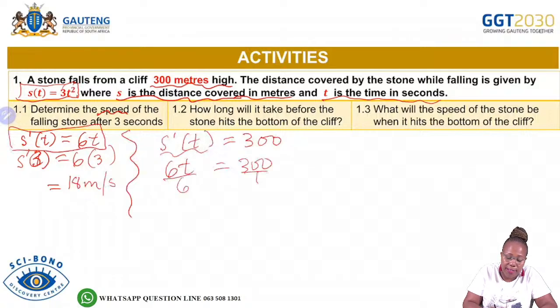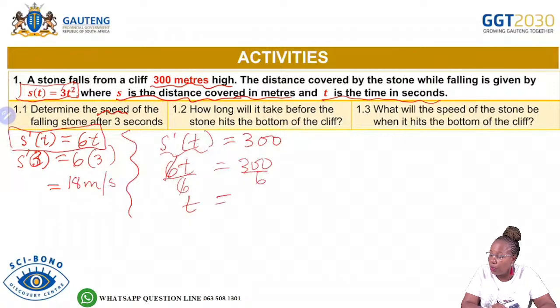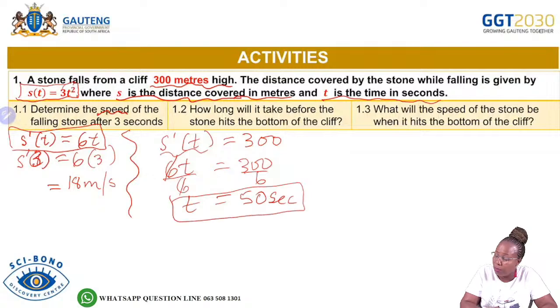Divide both sides by 6. Then t will be equal to 6, 12, 18, 24, 30. That will be 50 seconds. Okay, that t will be 50 seconds then. Right, and then now we move on to 1.3.